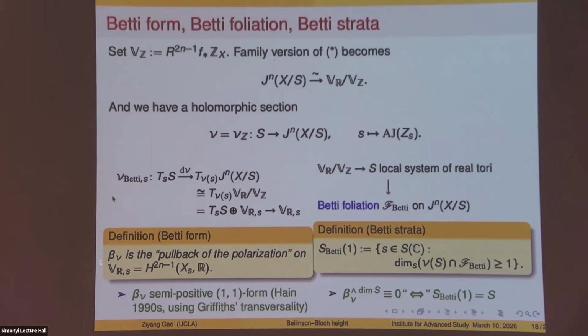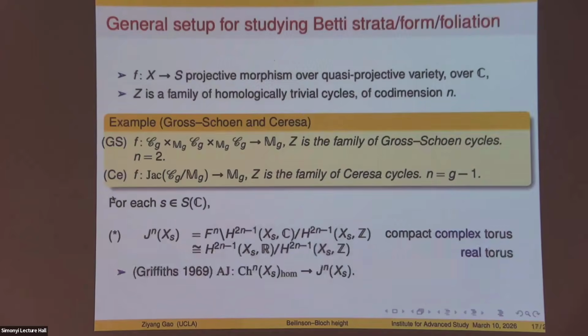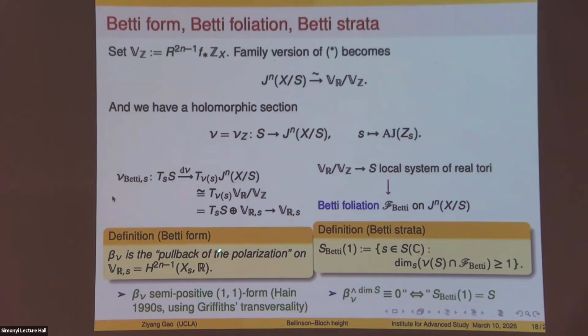It is the pullback of the polarization on this real thing, H_{2n-1}(X_s, R). Sorry. This is a two-form. The pullback is a two-form. It depends on the choice of the polarization. Here is something I didn't really say too much about, the polarization, how it's chosen and so on, but there is a polarization which is a pairing. It's not symmetric or anti-symmetric, it's alternating, something like that.